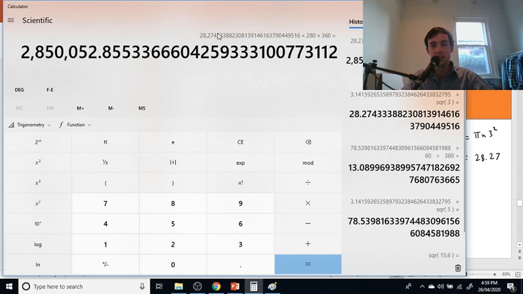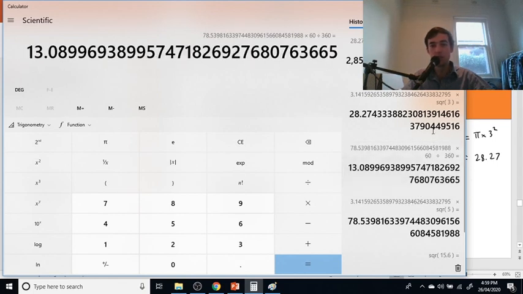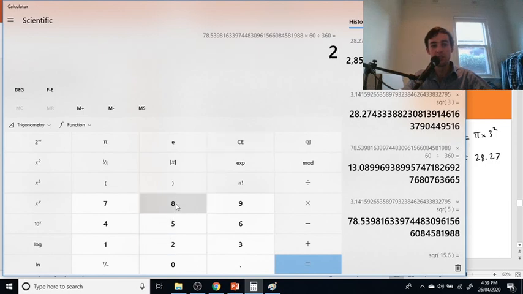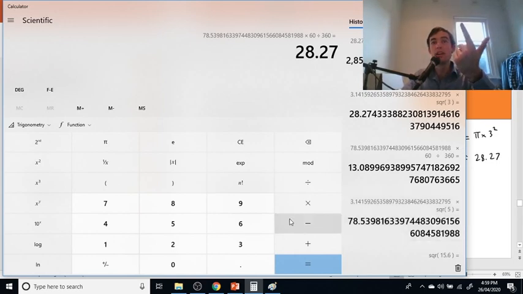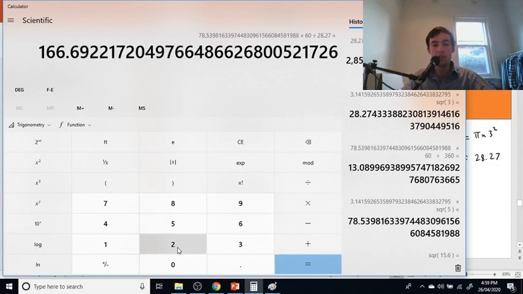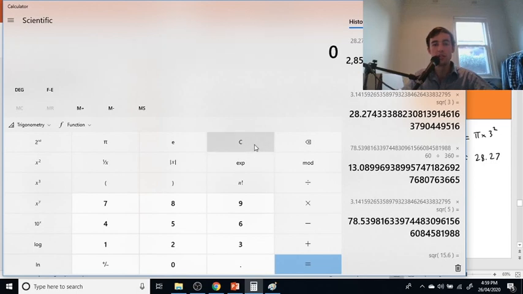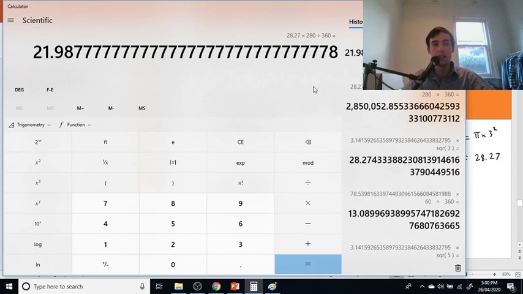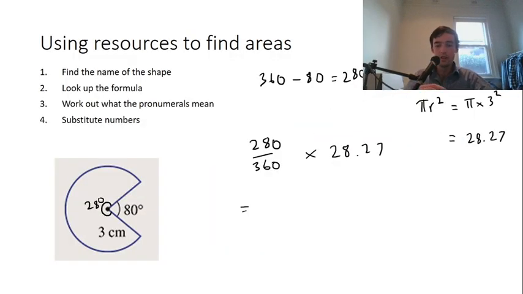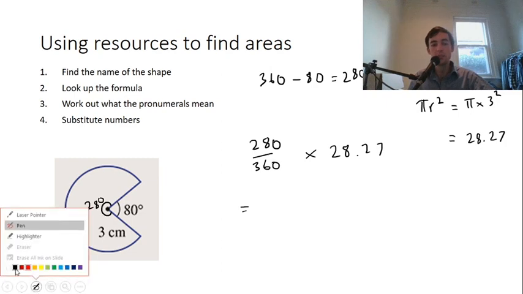So we have to actually start again. Can we go back to... No, we can't. Let's clear it all. We had 28.27. Let's start again. The problem was we times it by 280 and then we times by 360 instead of dividing. So let's do it properly. 28.27 times 280 divided by 360. And we've got 21.98. So it's roughly 22. This is roughly 22 centimeters squared.